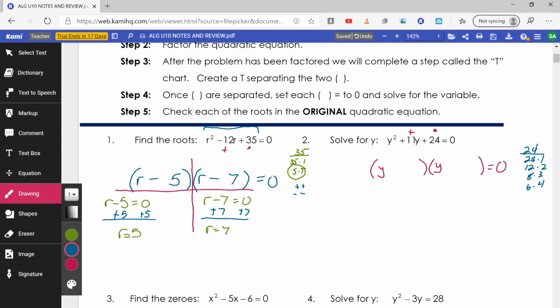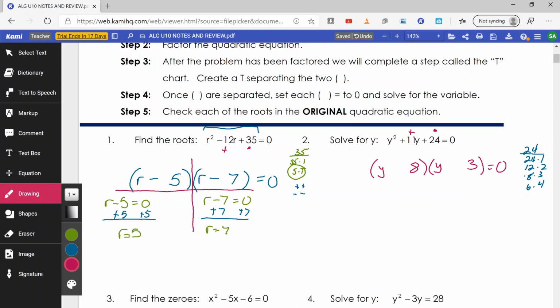So 24 plus 1 is 25, 24 minus 1 gives me 23. So not 11. 12 plus 2 is 14, 12 minus 2 is 10. So it can't be that. 8 plus 3 gives me 11, 8 minus 3 is 5. So 8 and 3 are possible. And then if I look at 6 and 4, 6 plus 4 gives me 10, 6 minus 4 is 2. So we are going to be dealing with 8 and 3.